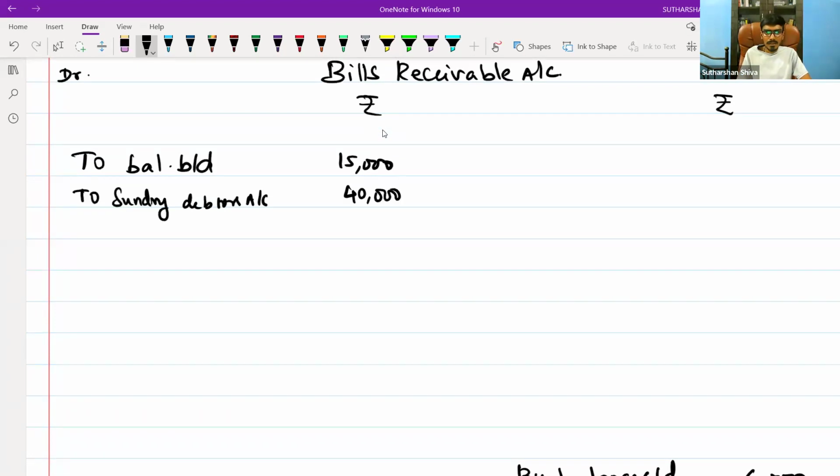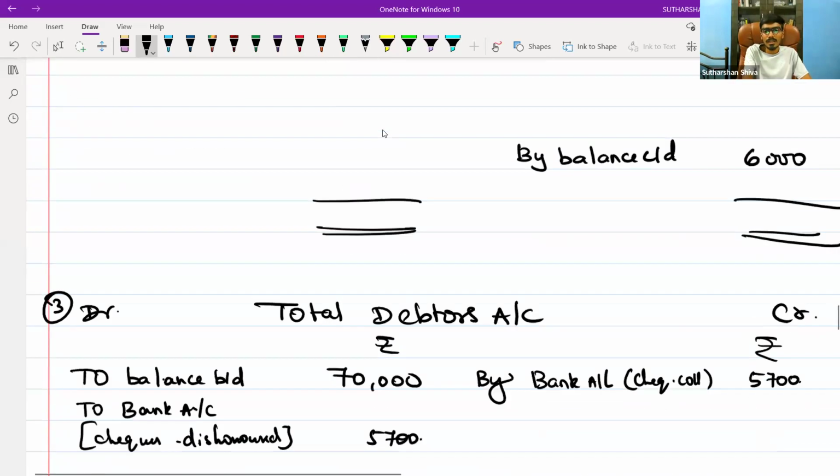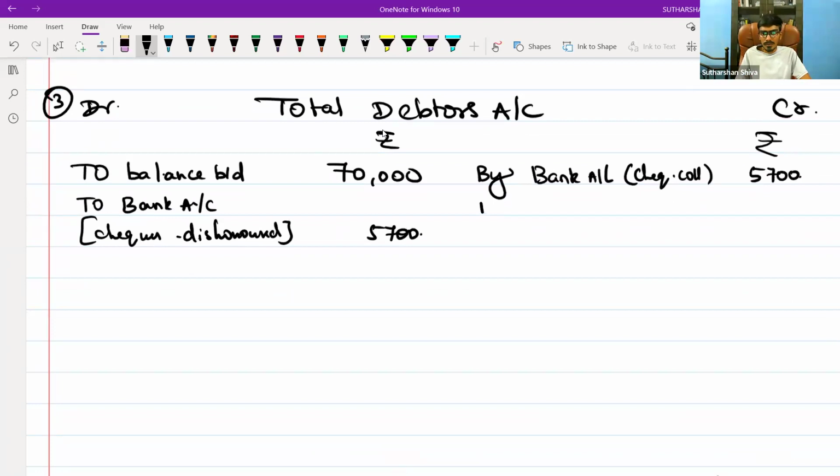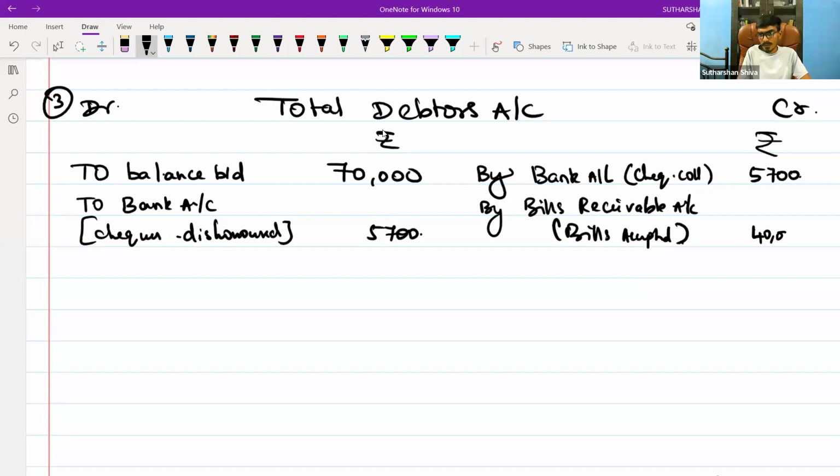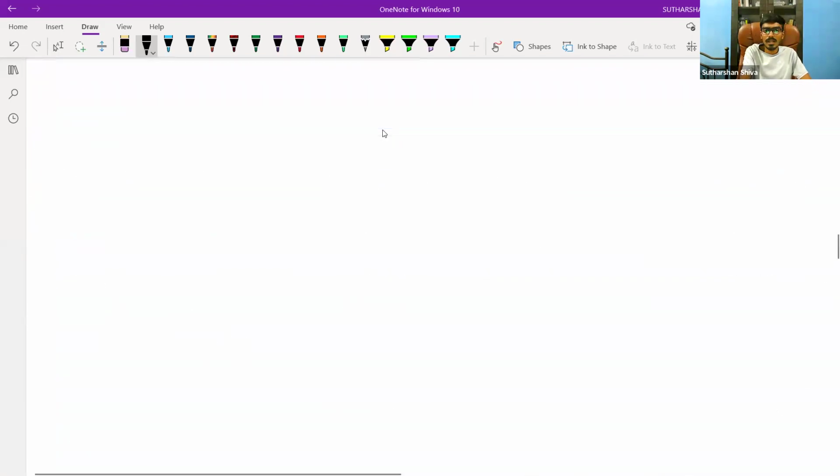40,000. What they have done, they accepted a bill, right? I'll write down bills accepted. Then immediately go to my total debtors account. Write down by bills receivable account. Write down bills accepted. How much is it? Just now we have done, right? 40,000. Done. Next one.